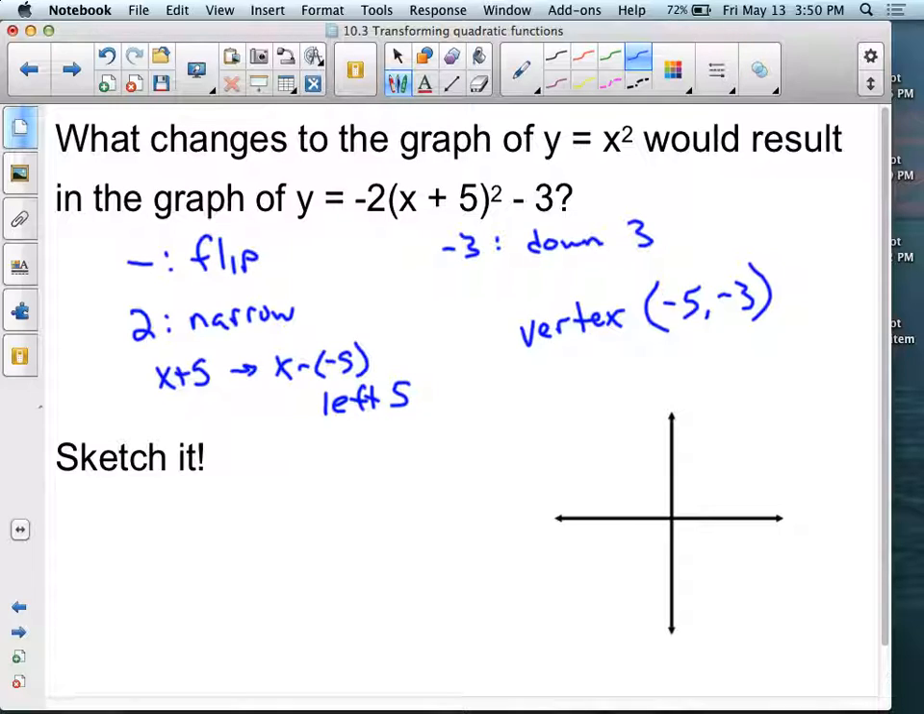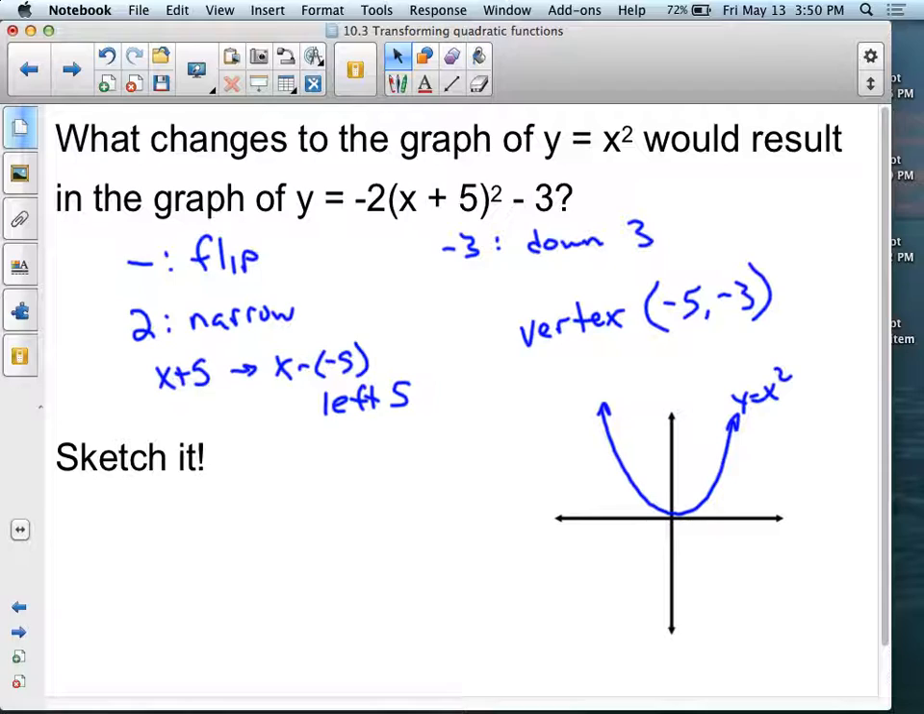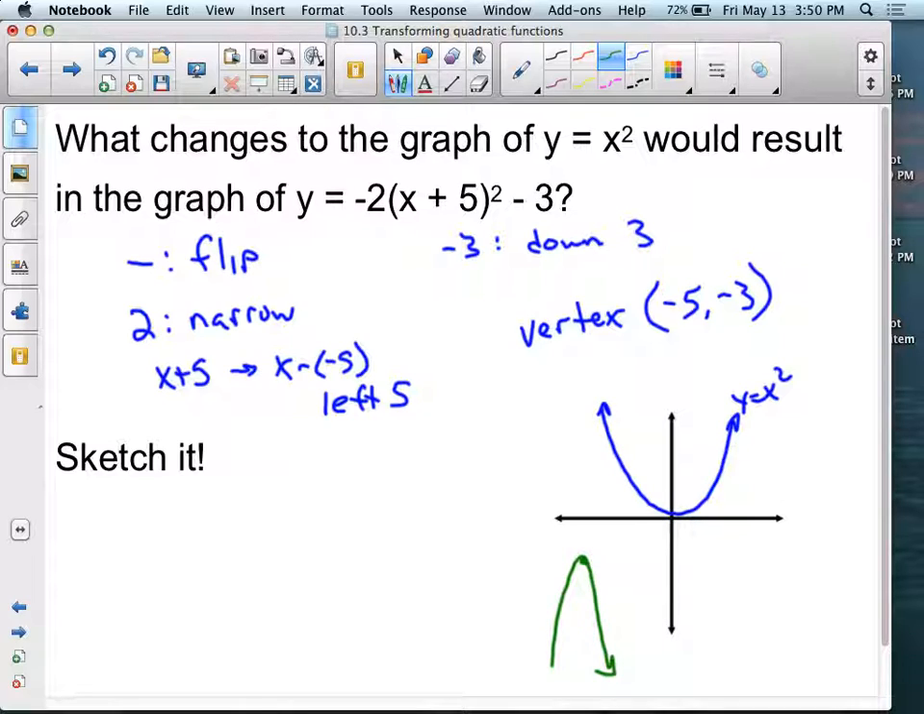So if we take our graph y equals x squared, we know it's going to look something like a parabola like that. That's y equals x squared. What's our new graph going to look like? Well, we got to flip it, make it more narrow, move it to the left 5 and down 3. So maybe that's to the left 5 and down 3. And our graph looks like that. Check it in your calculator. See if you're correct. Hopefully, based on this, you can understand how the different coefficients change the graph of y equals x squared.